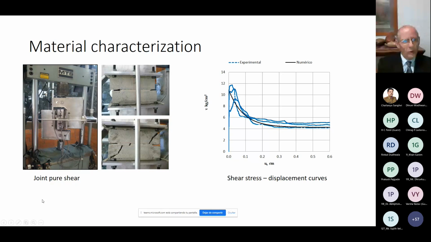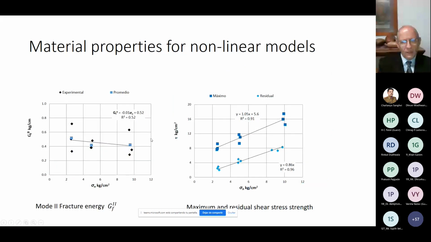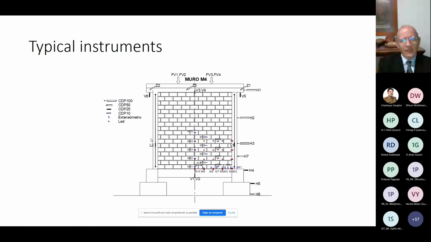These are pure shear forces at the joints of the masonry, so the behavior of the joint can be characterized. There are some other results. We included strain gauges on the face of the wall and some lateral instruments to measure lateral displacements and so on. The main parameter was this one, the vertical displacement at the center of the wall.